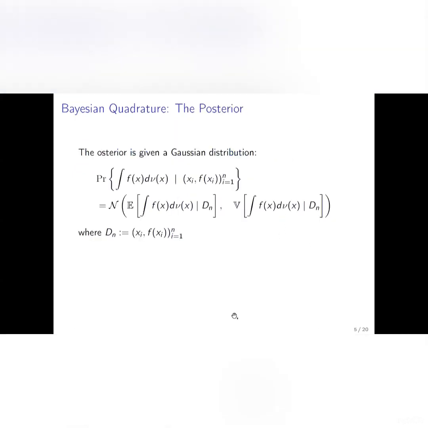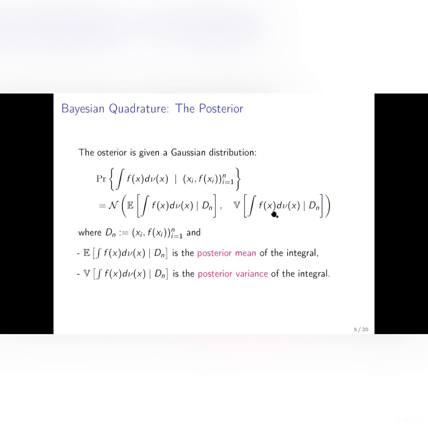Because we use a Gaussian process prior for the integrand, this posterior distribution is also a Gaussian distribution. Here I use the notation D_n to mean the function values along with the design points. This term is the posterior mean of the integral, and this second one is the posterior variance. Both of them can be obtained in closed form.